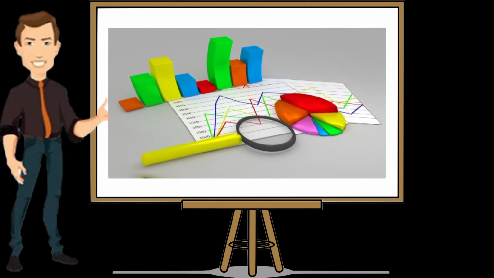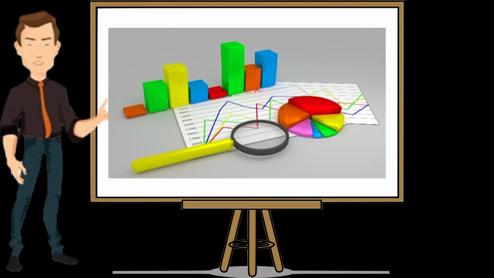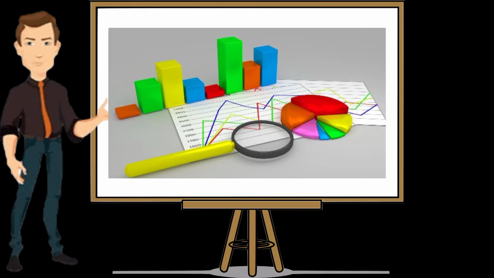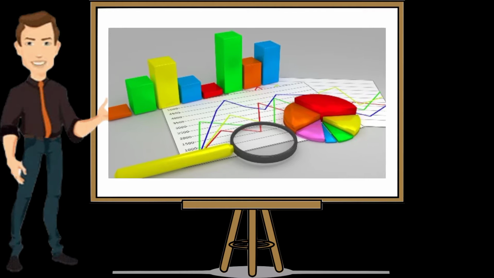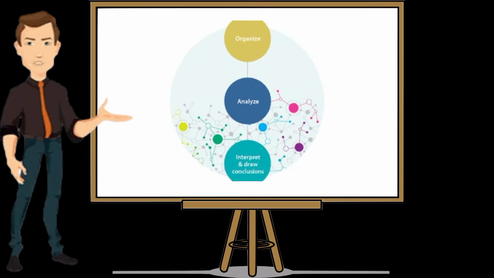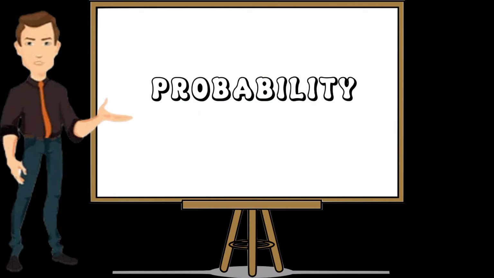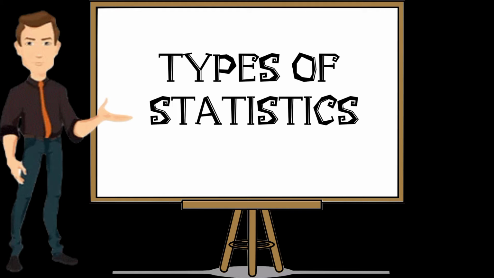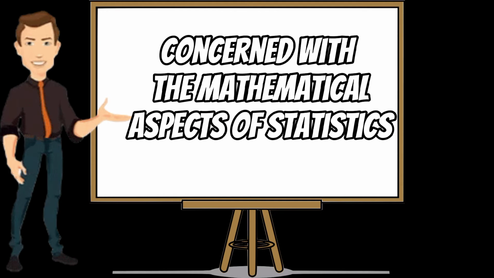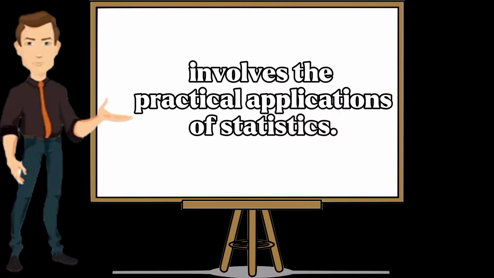Statistical analysis, or statistics, is concerned with the development and application of methods and techniques for organizing and analyzing data so that the reliability of conclusions based on the data may be evaluated objectively in terms of probability. There are two major areas or types of statistics. These are theoretical and applied. The former is concerned with the mathematical aspects of statistics, and the latter involves the practical applications of statistics.